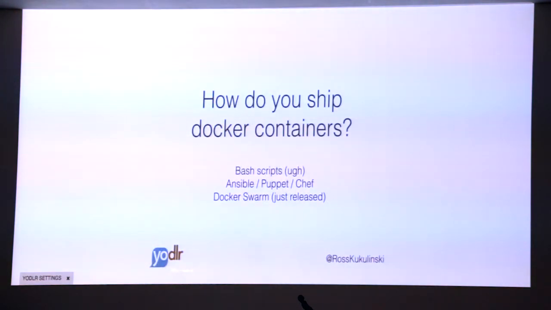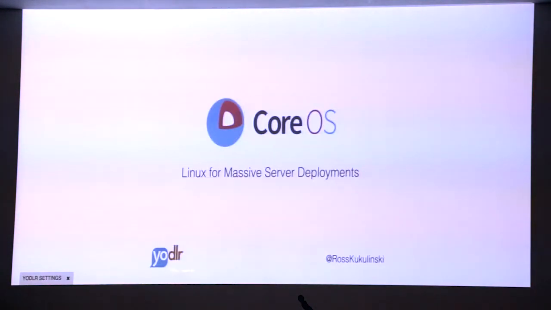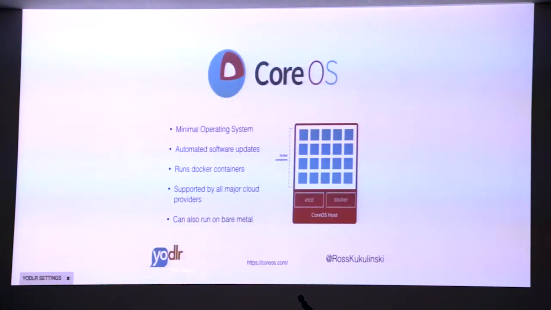Then the next question is, how do you ship Docker containers? Obviously, you can use bash scripts. You can use things like Ansible, Puppet, and Chef. The Docker community just announced Docker Swarm, which is supposed to help with that. But we did a complete analysis of the whole layout when we first started building this, about six months ago now. And we came across something called CoreOS. And we instantly fell in love with it.